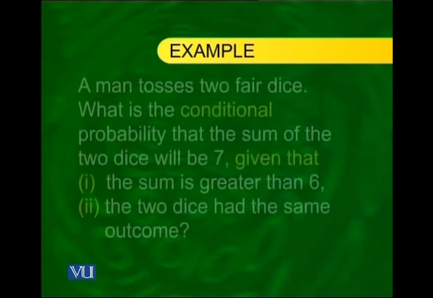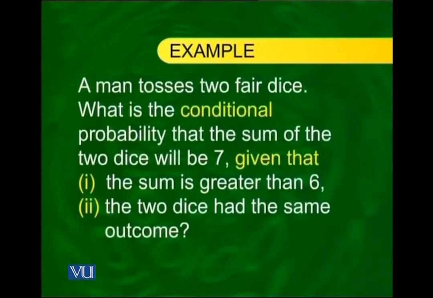concept of the reduced sample space. Let me now illustrate the application of this formula of conditional probability with the help of another example. A man tosses 2 fair dice. What is the conditional probability that the sum of the 2 dice will be 7, given that number 1, the sum is greater than 6, and number 2, the 2 dice had the same outcome?